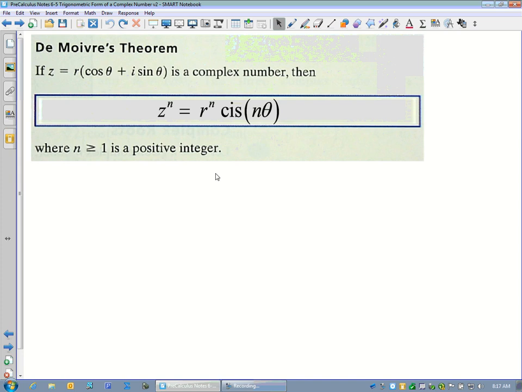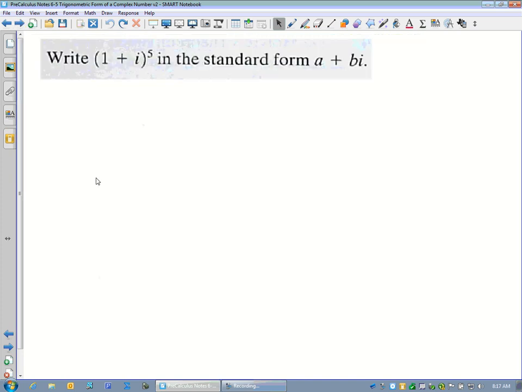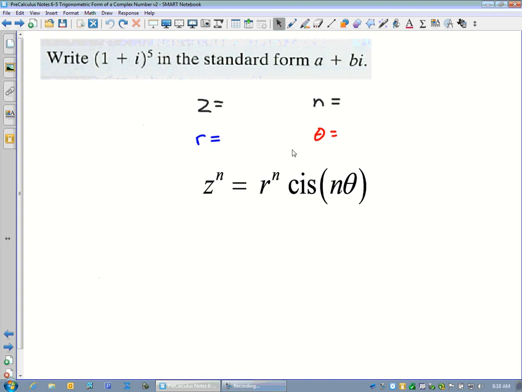Now, of course, we want to see an example of this, so let's go to our problem. Let's say we're asked to write (1 plus i) to the 5th in standard form. Of course, the first way is you could multiply it out, just distribute it 5 times. Or you can use the binomial theorem, if you remember that as well, and work the algebra and get to it. But we're going to take more of a visual approach and use de Moivre's theorem. In order to use the formula, we need to know 4 different things. We need to know z, r, n, and theta.